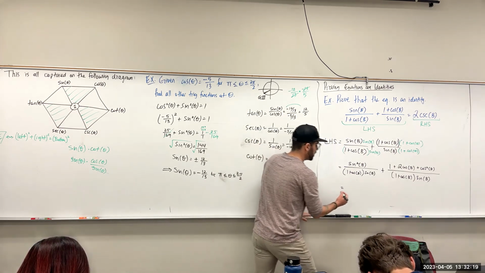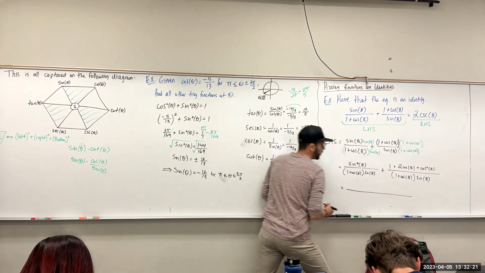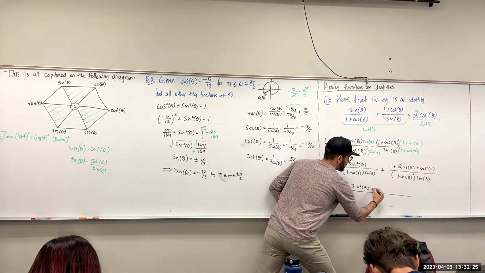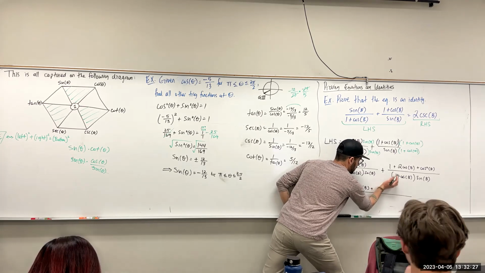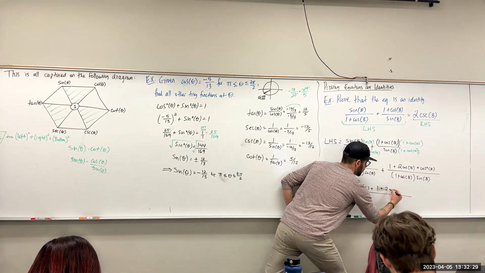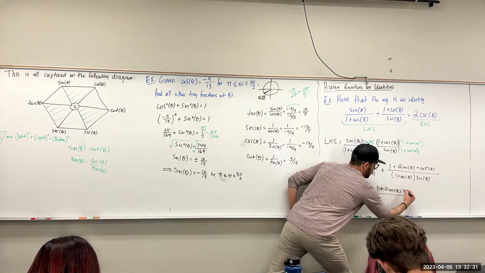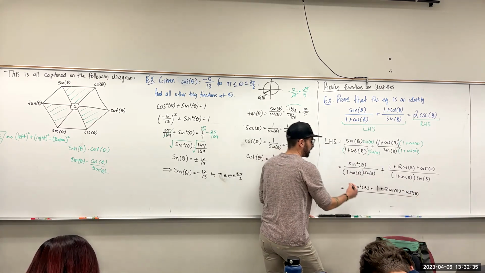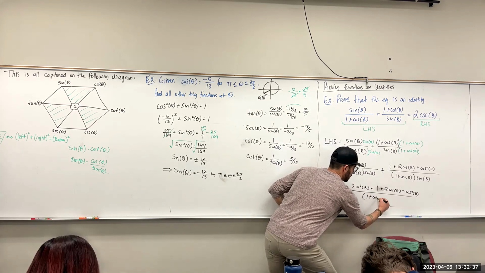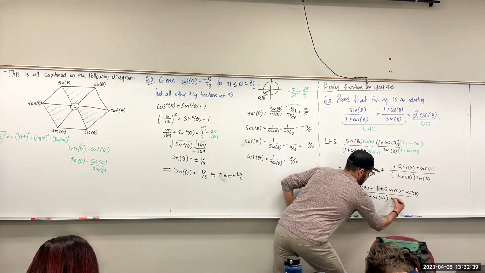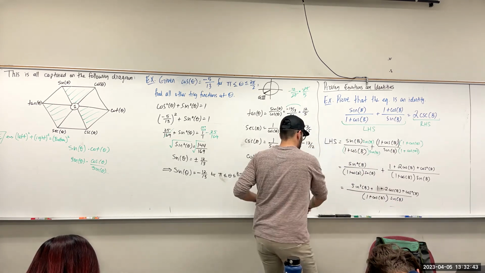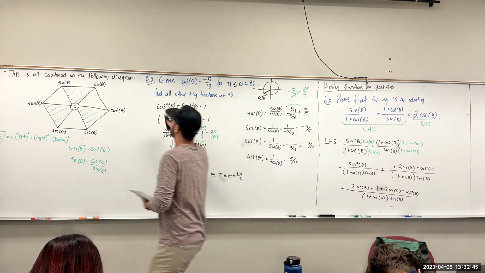Now I have common denominators. So now this whole thing will be on top. So sine squared B plus 1 plus 2 cosine B plus cosine squared B is all over my common denominator, sine B. And I'm running out of room, so I'm going to use this side.